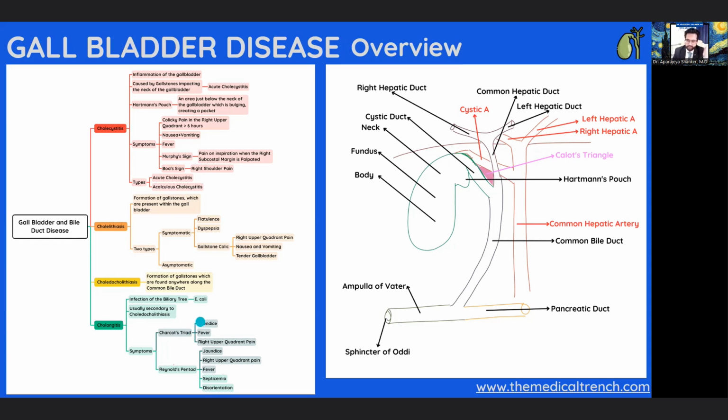This is always asked of you in the exam anytime. It is one of the questions that is seen as a standard. What is Charcot's triad and what is Reynolds pentad? So if you ever hear the word Charcot's triad, right upper quadrant pain, jaundice, and fever, think cholangitis immediately, right? Think cholangitis and then you can rule it out, right?